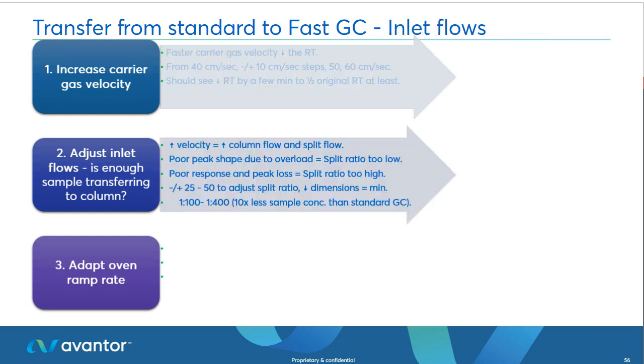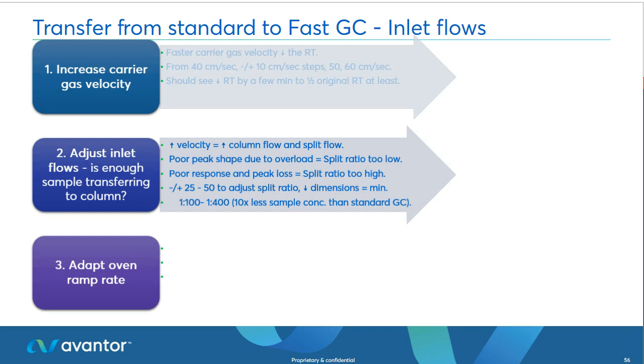Then we adjust the inlet flows to make sure there is enough sample being transferred to the column. So the higher the velocity, this can increase the flow rate and split flow if we're not adjusting the method for the smaller dimensions. So this is where we need to be making sure that we're reducing the flow rate, so we're not overpressuring the GC. And you'll see issues with the peaks if these flows are not optimal.